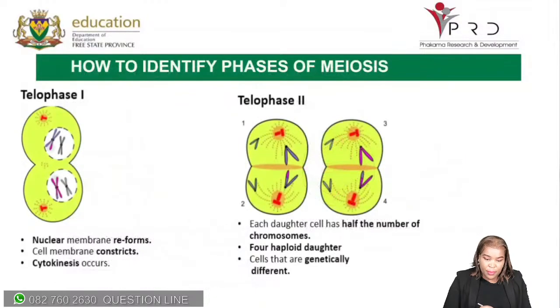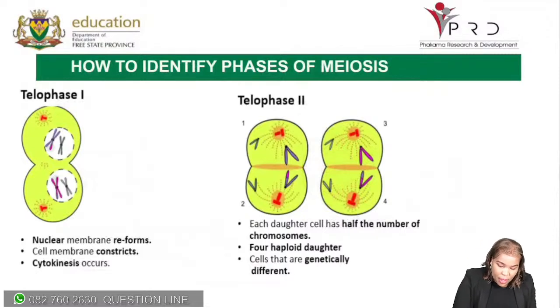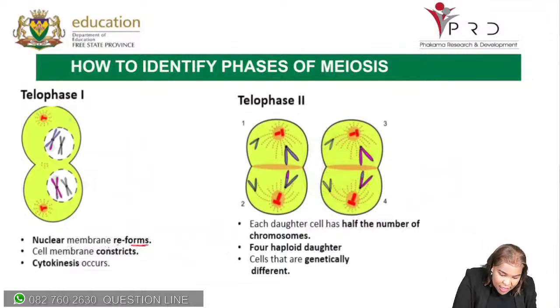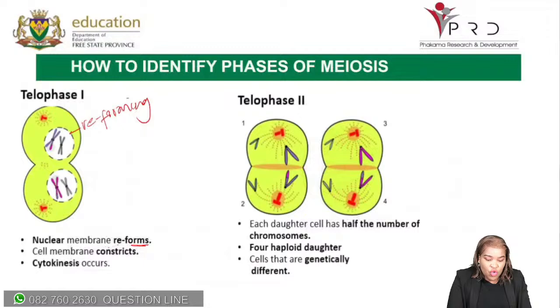Then the last stage of meiosis is telophase. Telophase 1 and telophase 2. So what is happening at telophase 1? Telophase 1, the nuclear membrane reforms. Remember during prophase we said the nuclear membrane disappears. But now in telophase, it is reforming. The nuclear membrane is reforming, and then the cell membrane constricts.